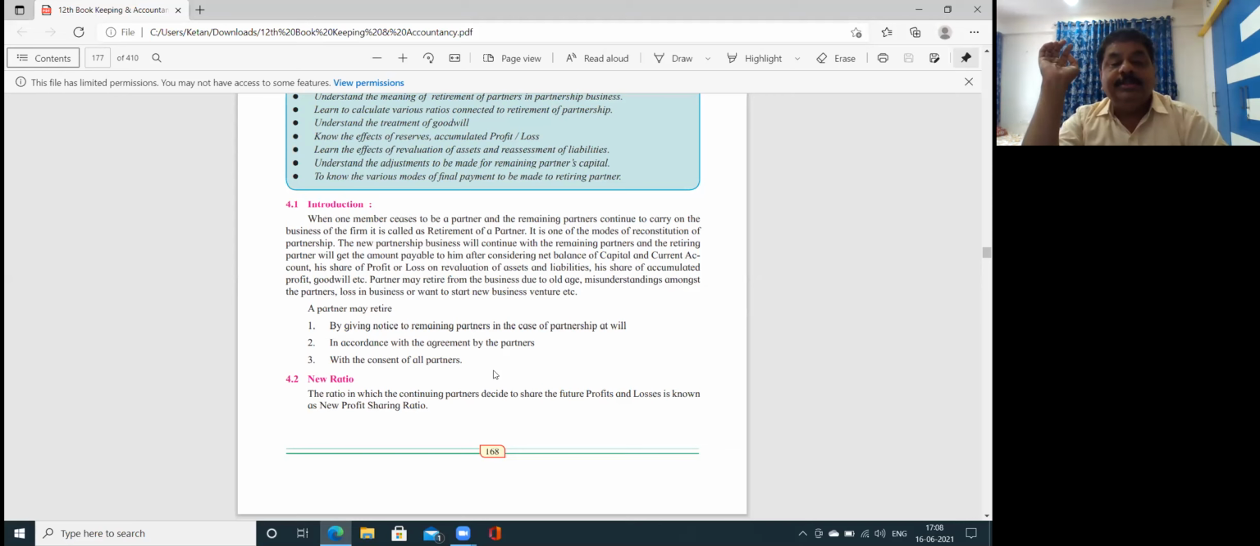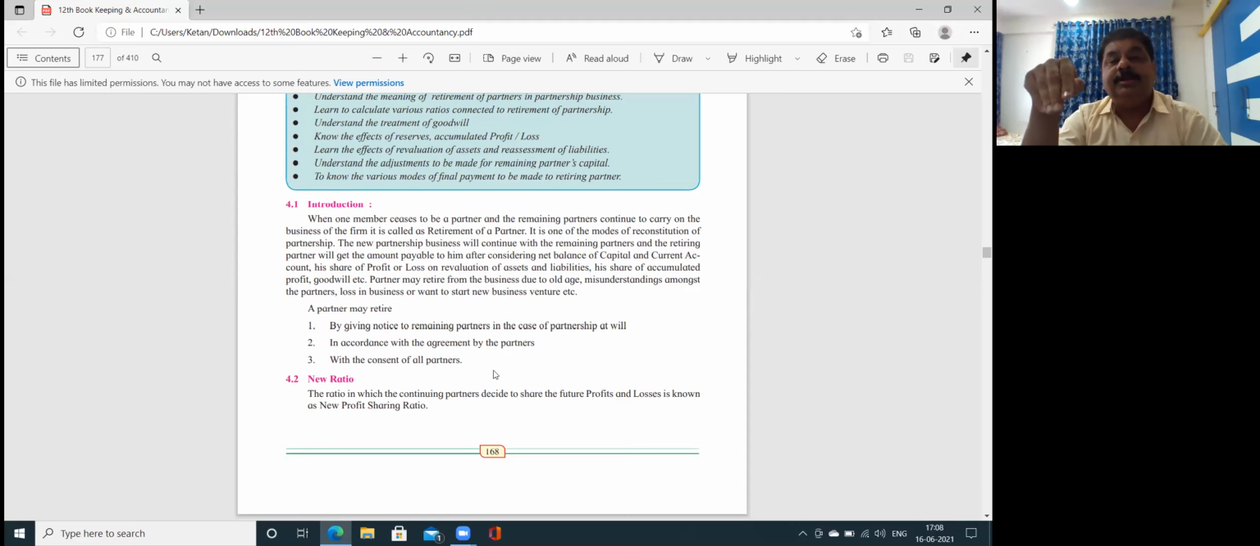Then, in accordance with the agreement by the partners. Sometimes an agreement is there between partners that one partner is going to retire after 3 years, 4 years, 5 years' time. And number 3, with the consent of all partners. With the consent of all partners also it is possible.